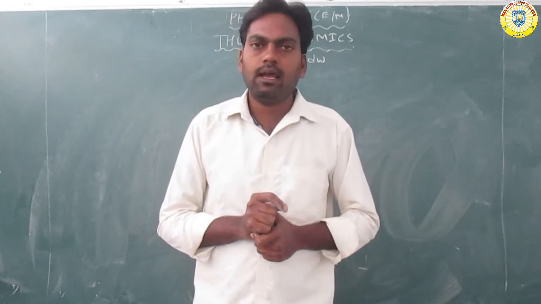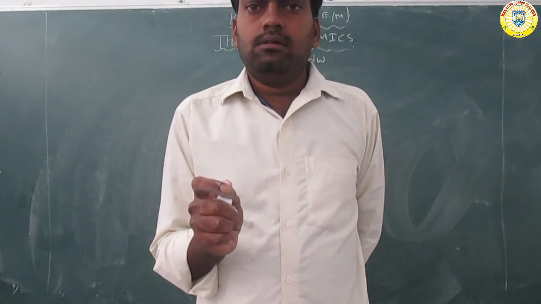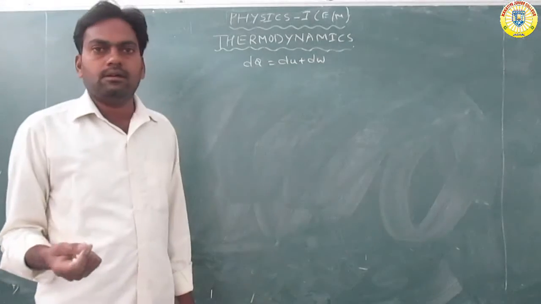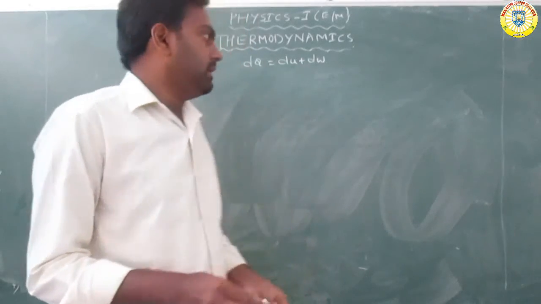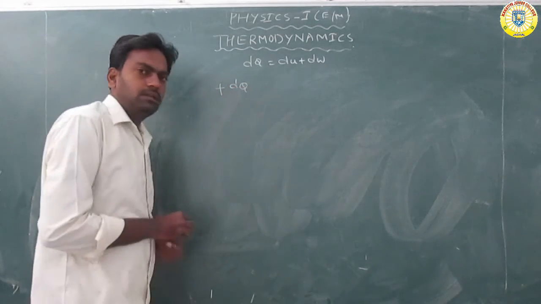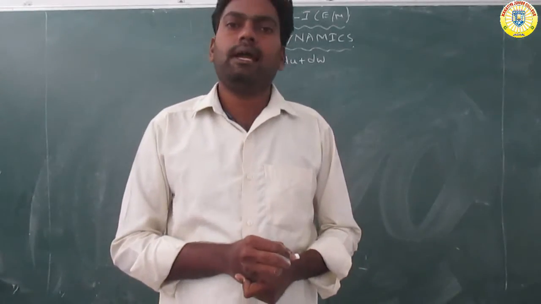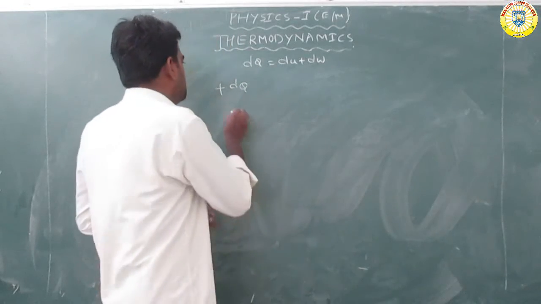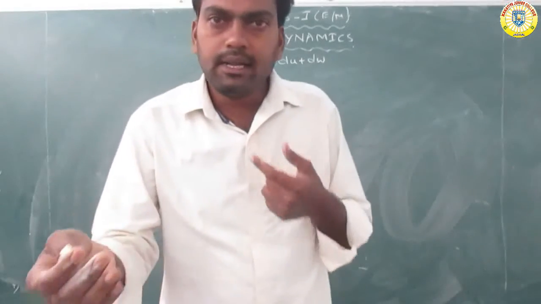Got it. Now another topic is the sign convention method, that is, the sign symbols. For example, plus dq means the amount of heat is supplied to the system. Minus dq means the amount of heat is taken out from the system.